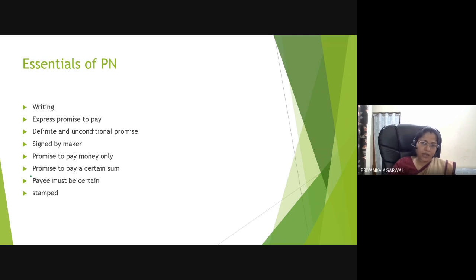In endorsement, there can be a condition attached, but not in the promissory note itself, because a promissory note is a negotiable instrument. In a negotiable instrument, it should be an unconditional undertaking. Whether it is a promissory note, bill of exchange or cheque, it should be unconditional only. But in case of endorsement, you have the right of attaching a condition or contingency.